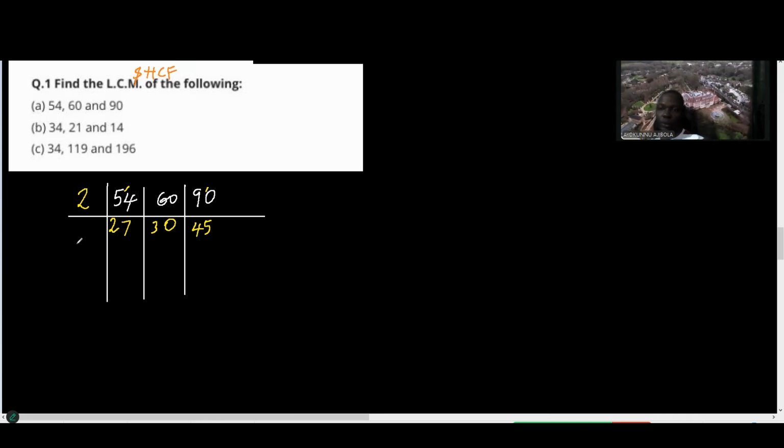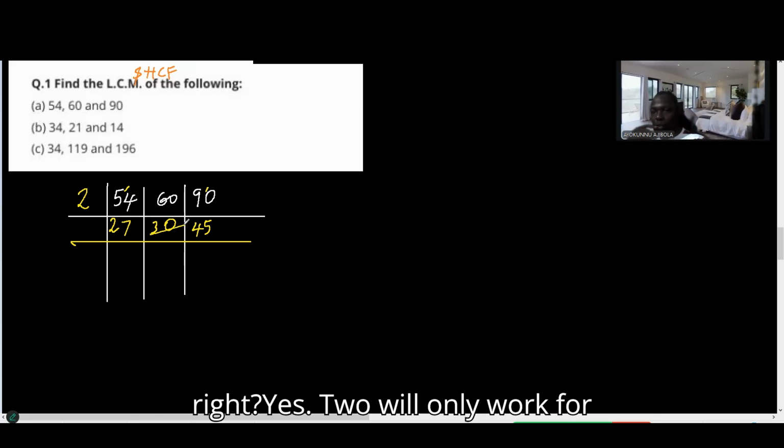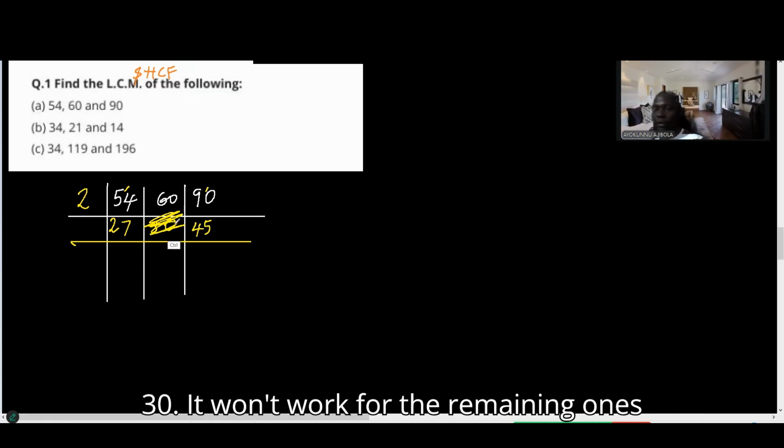Can we still use two? No, we cannot use two, right? Two will only work for 30. It won't work for the remaining ones because they are not even numbers.